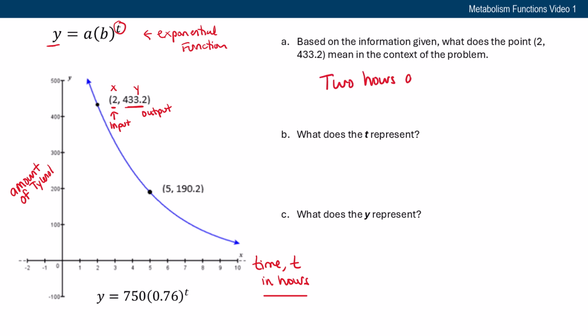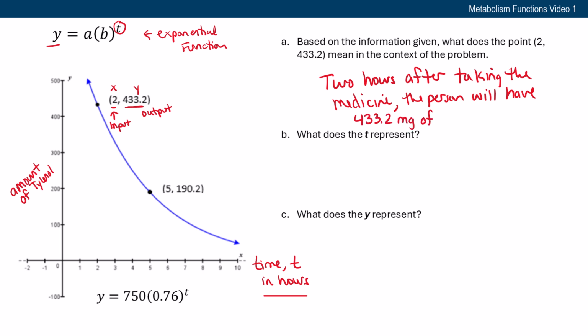And so we can write that as a sentence. Two hours after taking the medicine, the person will have 433.2 milligrams of Tylenol in their system. So that's how we represent a point: an input, output.